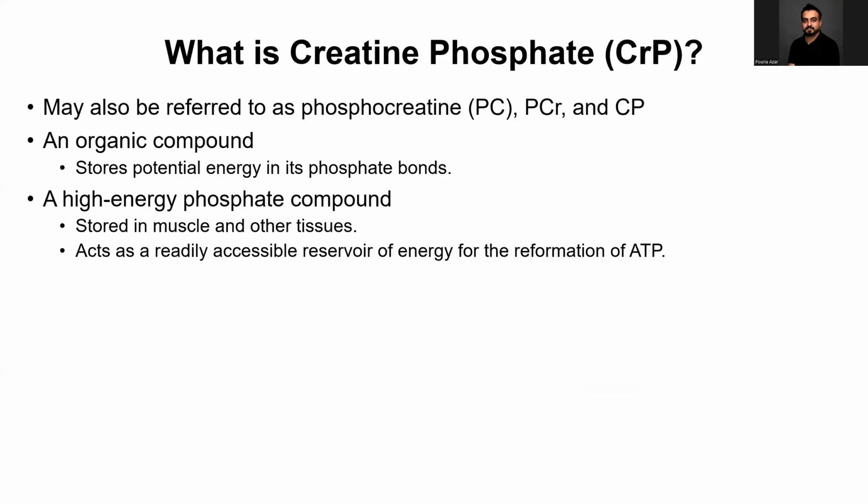Creatine phosphate is also a high energy phosphate compound, just like ATP. And it's stored in muscle and other tissues. So we have creatine phosphate in our muscles and other tissues, and it acts as a readily accessible reservoir of energy for the reformation of ATP. So this is a system. Creatine phosphate is an energy system to replenish the ATP when we need it as quickly as possible.